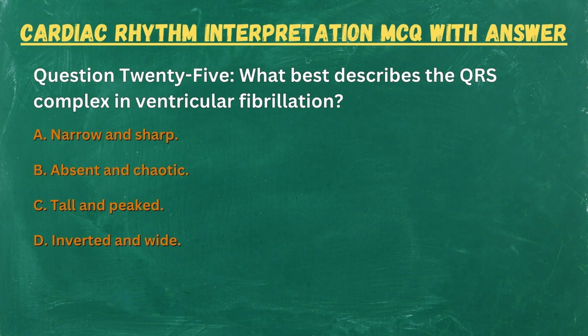Question 25. What best describes the QRS complex in ventricular fibrillation? A. Narrow and sharp. B. Absent and chaotic. C. Tall and peaked. D. Inverted and wide. Answer: B. Absent and chaotic.